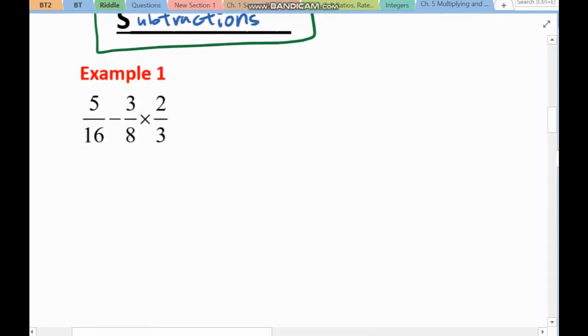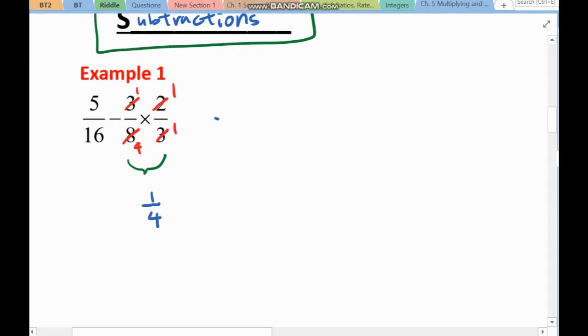Alright, let's look at example 1. We have subtraction and multiplication. Which one would you do first? Multiplication. Right? Okay, let's do multiplication. 3 over 8 times 2 over 3. So we can reduce it. 3 divided by 3, 3 divided by 3. And we can reduce 2 and 8 as well. 2 divided by 2 is 1. 8 divided by 2 is 4. So reduce it. And that is 1 over 4.